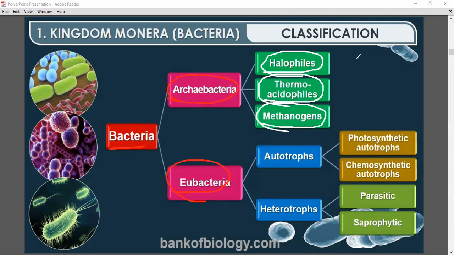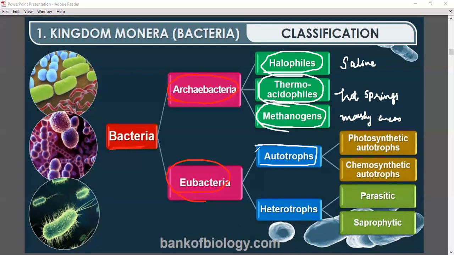What are halophiles? Halophiles are those bacteria which live in extreme saline conditions. What are thermoacidophiles? Those bacteria that live in hot springs. Next is methanogens. Methanogens are those bacteria which live in the gut of ruminant animals or in marshy areas.